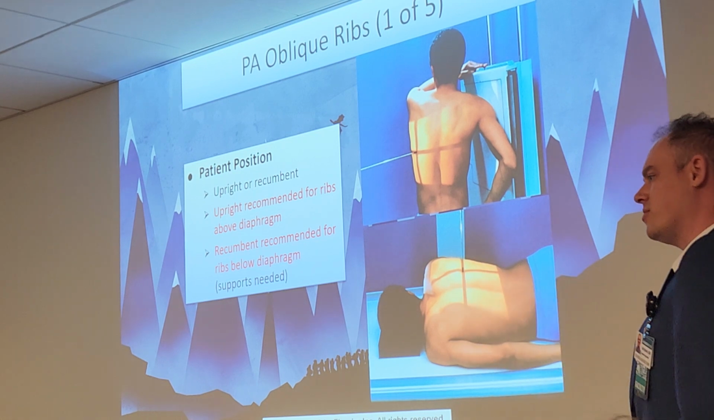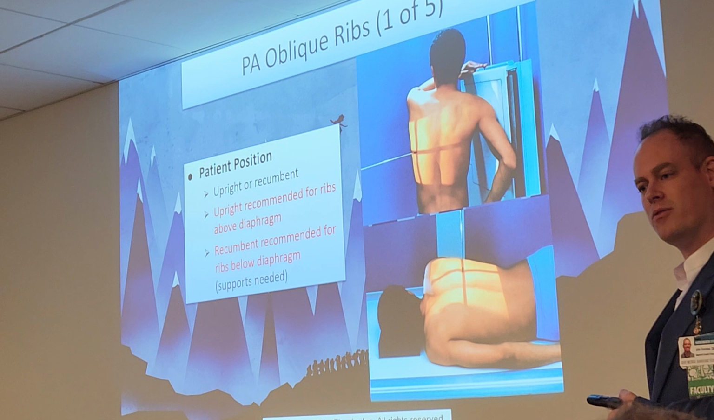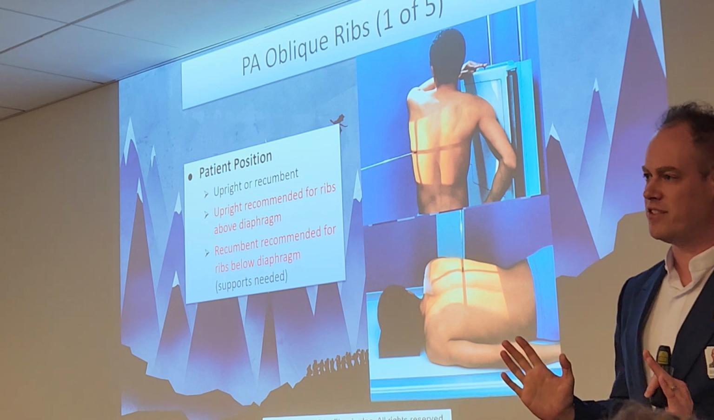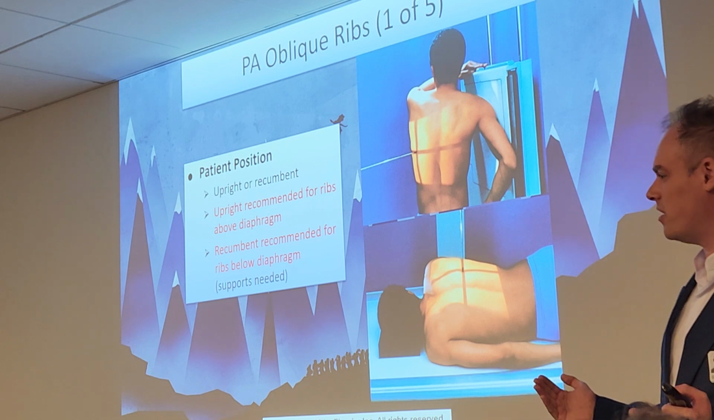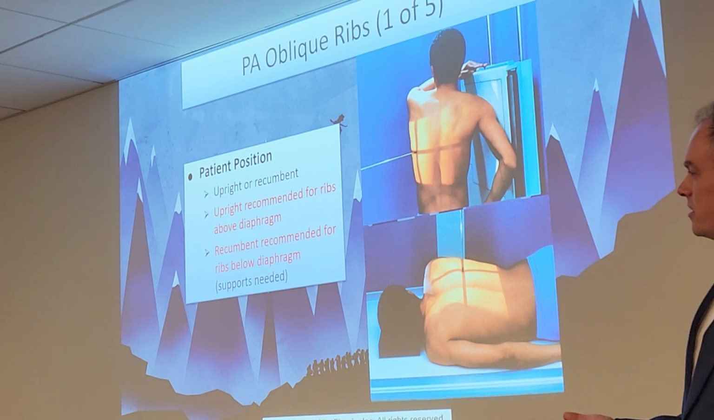LPO, left posterior. RPO, right posterior. RAO, left anterior. LAO, right anterior. I would write that in the form of a chart. That's something you can reference if you see these critical thinking questions.